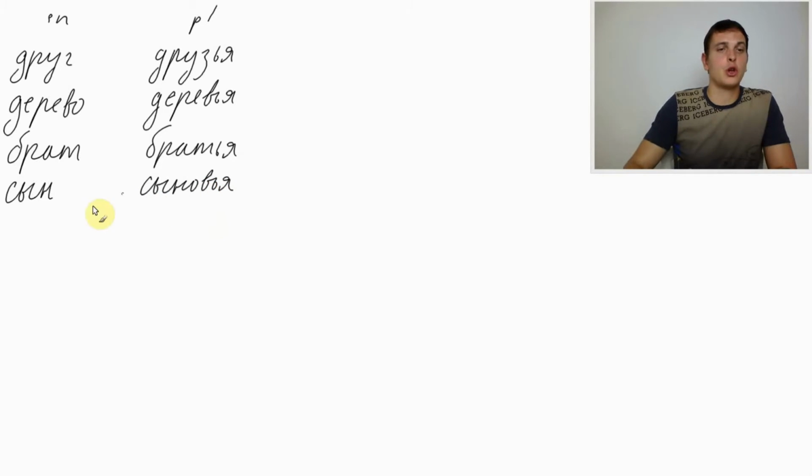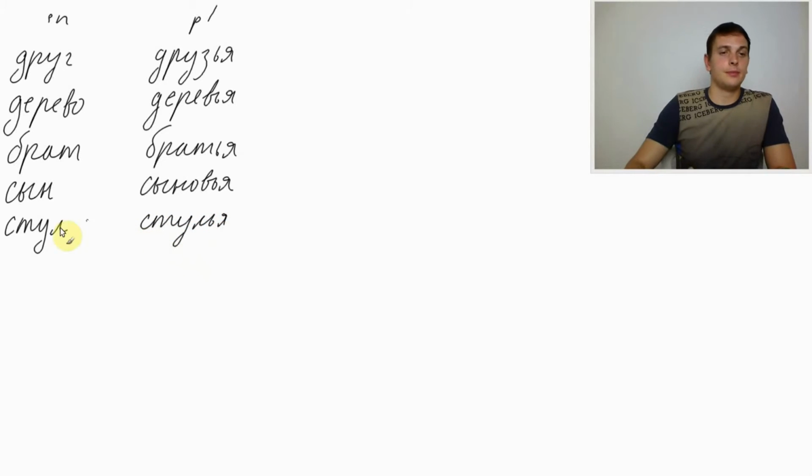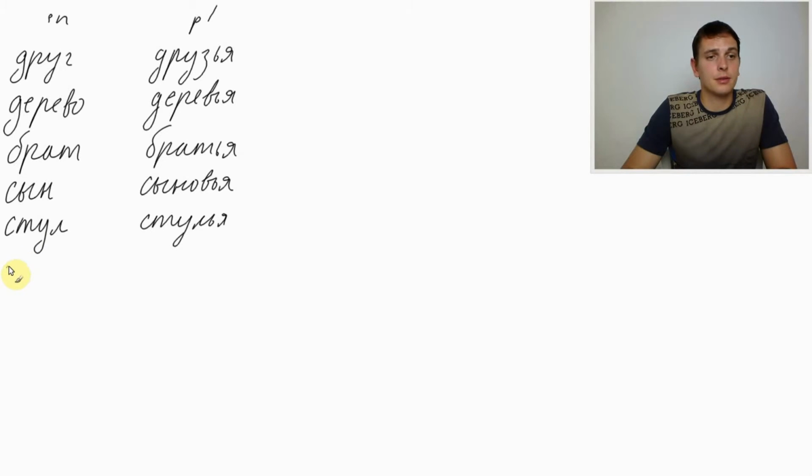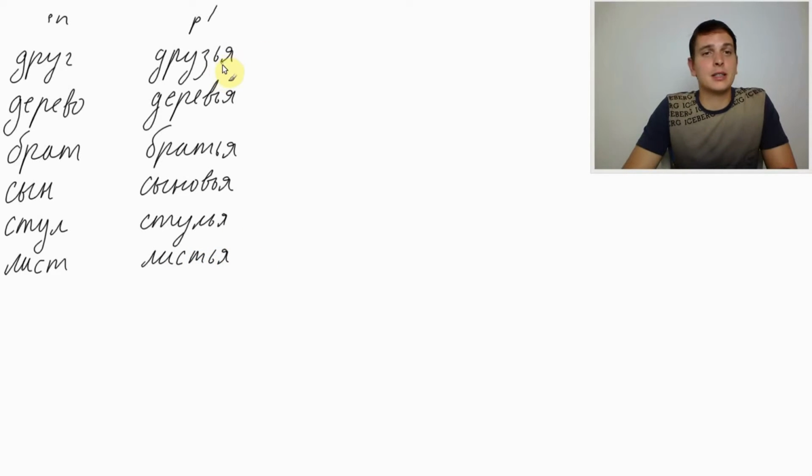Стул is chair. Стул. And chairs, стулья. And the last one, лист, a leaf. Leaf on a tree. Лист. The plural would be листья. Can you recognize the pattern?